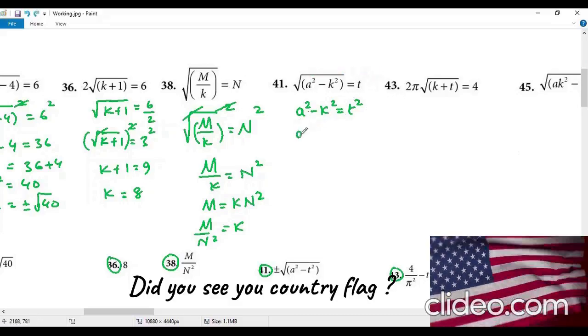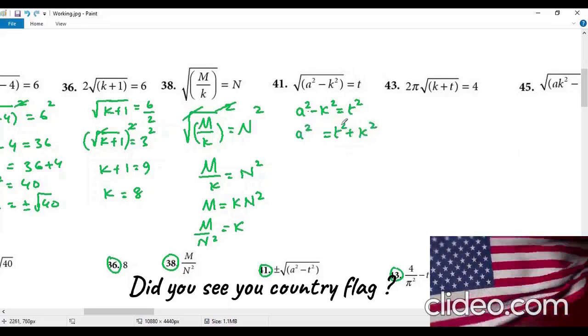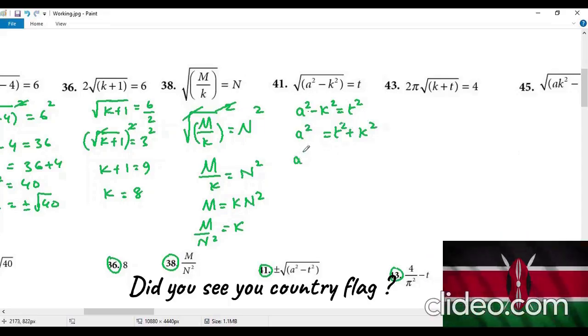Now a square equals t square plus k square, and a square minus t square is going to be k square, and if we need to find out the value of k, we are going to take the under root of this guy, and make sure to use plus minus whenever you have a square root sign.